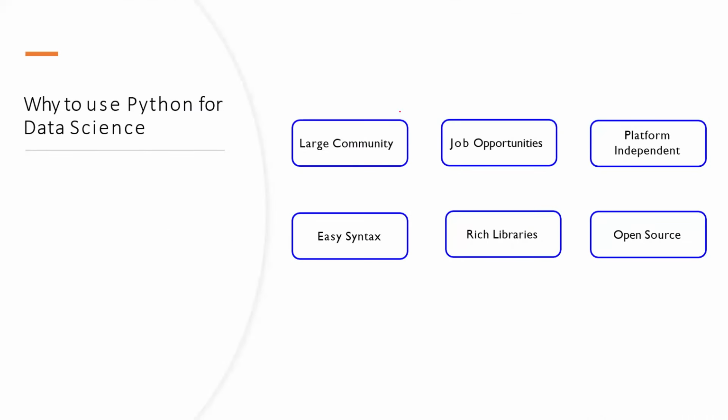In today's session, we will discuss the continuation of yesterday's class. In yesterday's class, we discussed why we need to use Python for data science. There we discussed 6 different points. What are the 6 different points? Large community. What do you mean by large community?